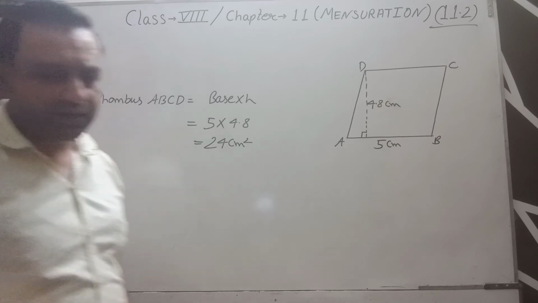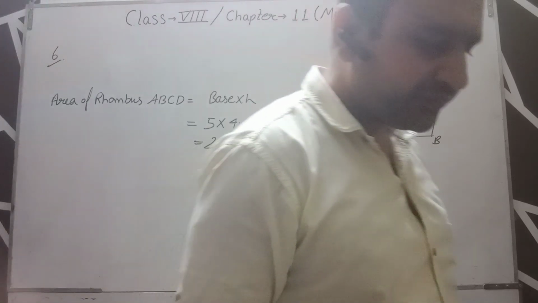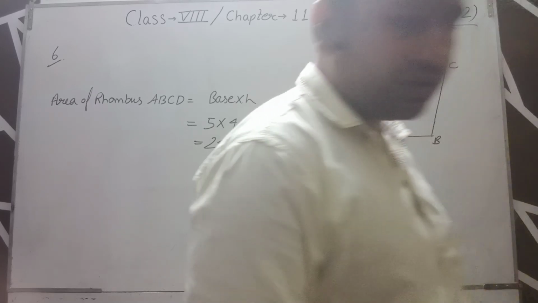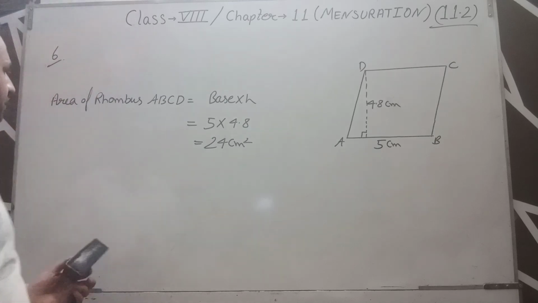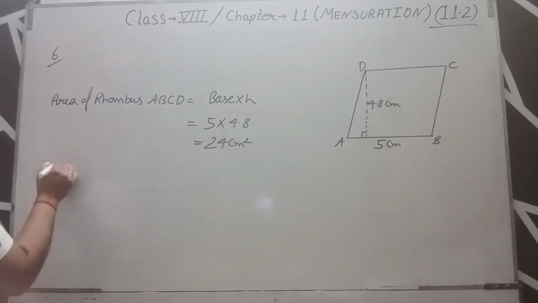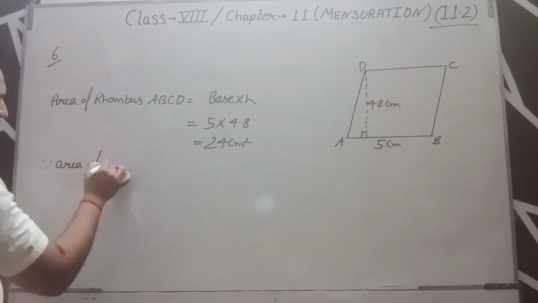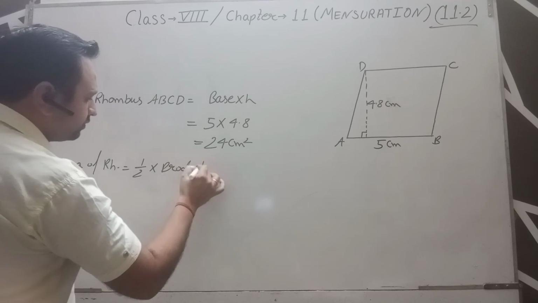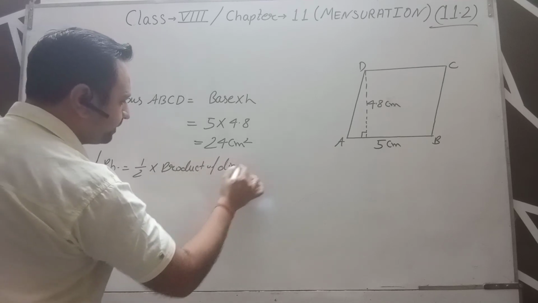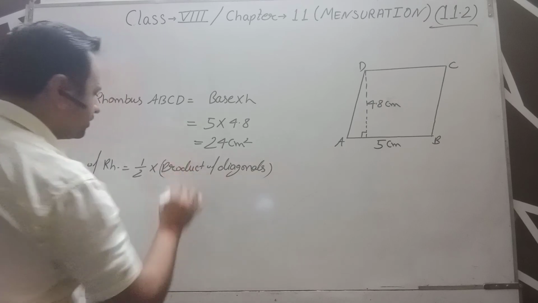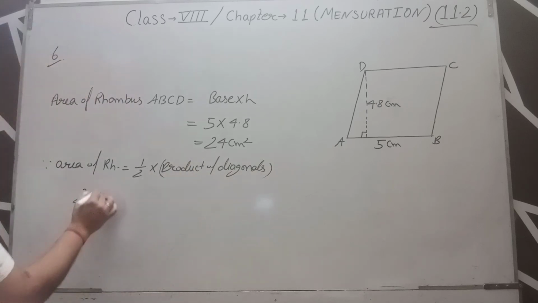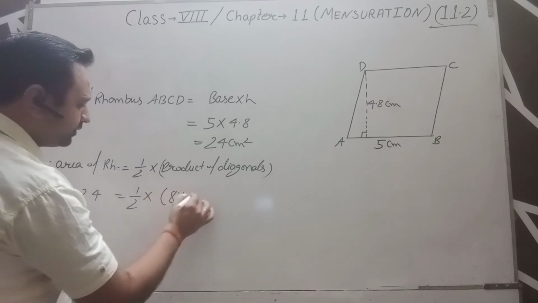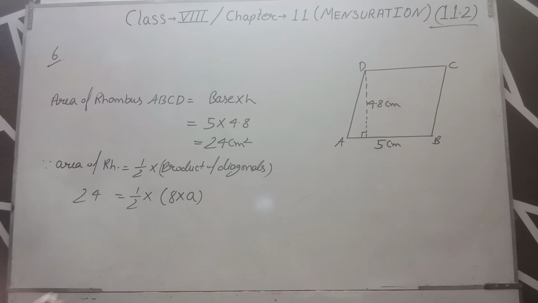Now it is also given that one diagonal is 8 centimeter, and we have to find out the length of the other diagonal. Because area of rhombus is equal to half multiply product of diagonals. So the area of the rhombus we can already find out. Product of diagonals means 8 multiply a, meaning the length of the other diagonal.